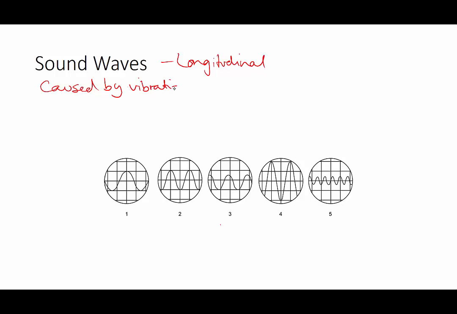Sound wave is caused by a vibration. Okay, so vibrations of particles. So sound can't travel in a vacuum because there are no particles there. If a sound wave is reflected, we call that an echo.